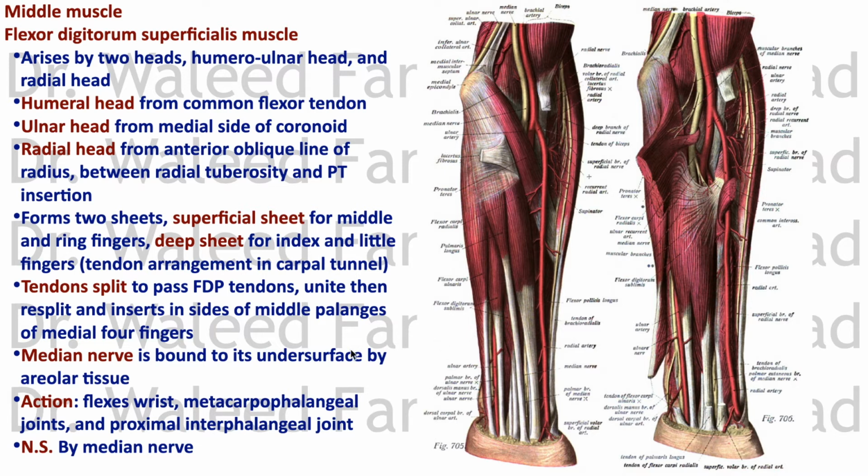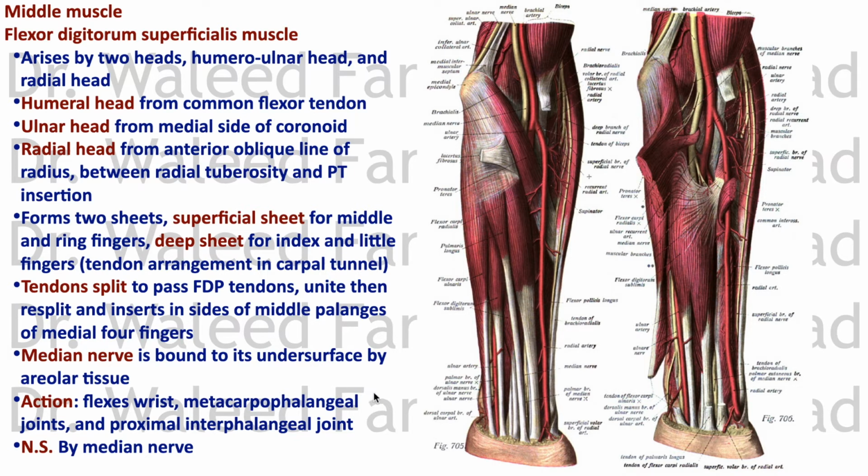Okay. The median nerve is bound to its undersurface. If you are dissecting a forearm and you try looking for the median nerve, and you're handling the flexor digitorum superficialis in your hand, you will not be able to find it. Just flip the flexor digitorum superficialis, and you will find the median nerve sticking to its undersurface by connective tissue.